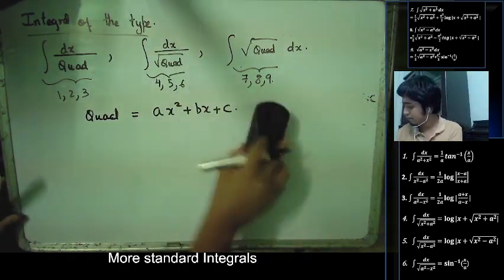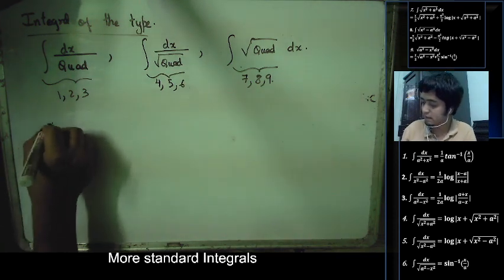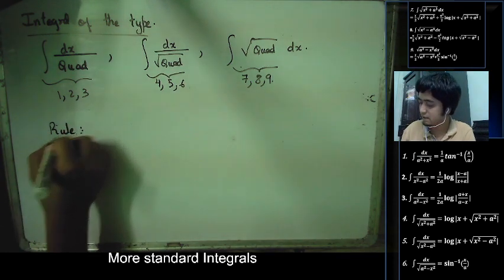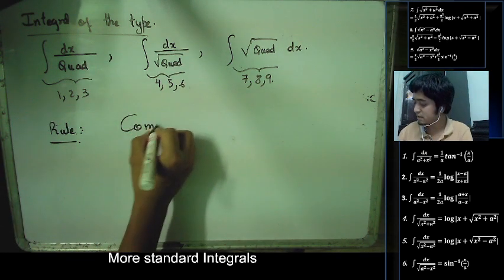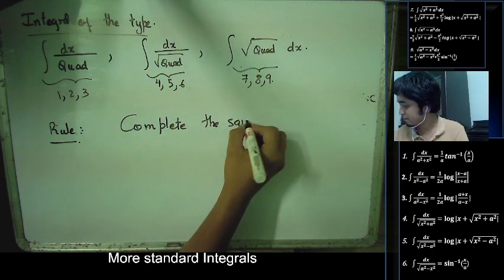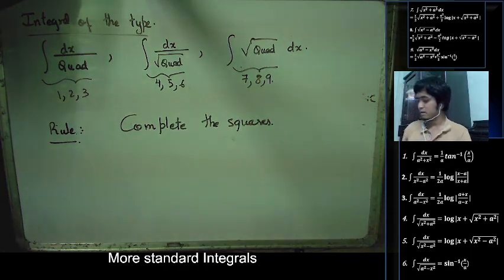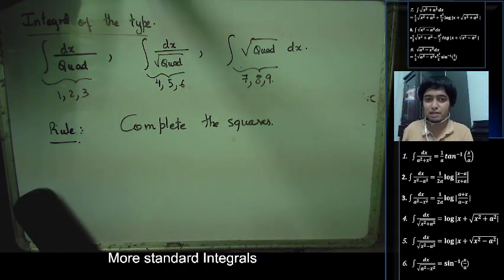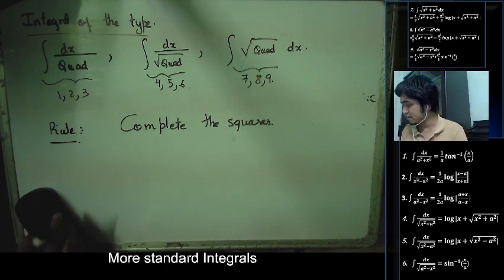And the rule is, complete the squares. So we will have to complete the squares and then perform the integrals according to the formula. Okay, let us see an example.